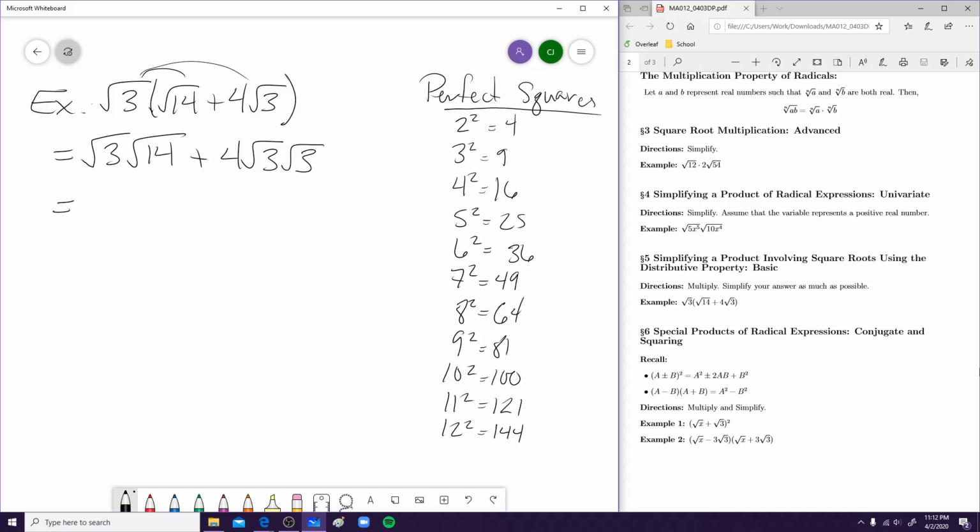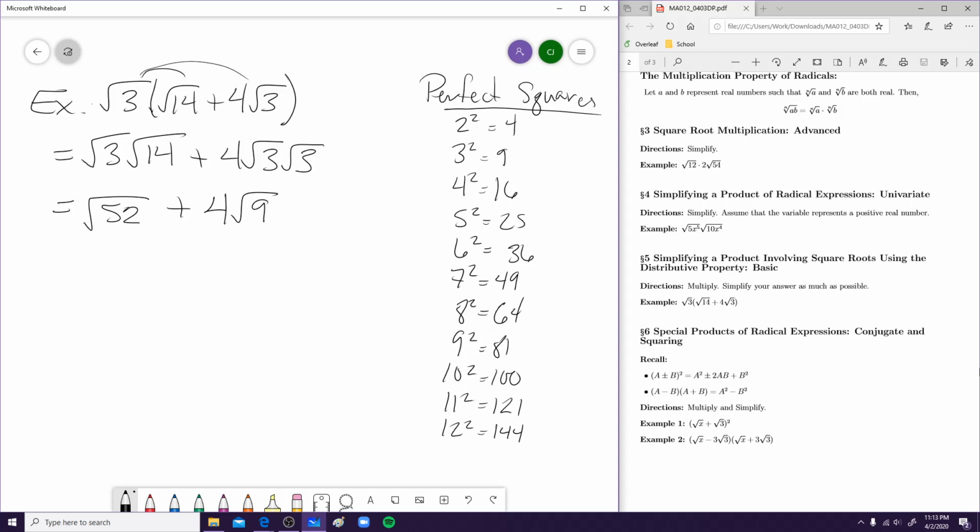I'm going to see if we can simplify these numbers any further before we use the multiplication property to combine them. But the square root of 3, there's no perfect square that goes in there, and same thing goes for the square root of 14. So I'm going to use the multiplication property and combine them. What is 3 times 14? That is 42. And for 4 times the square root of 3 times the square root of 3, that will be the square root of 9.